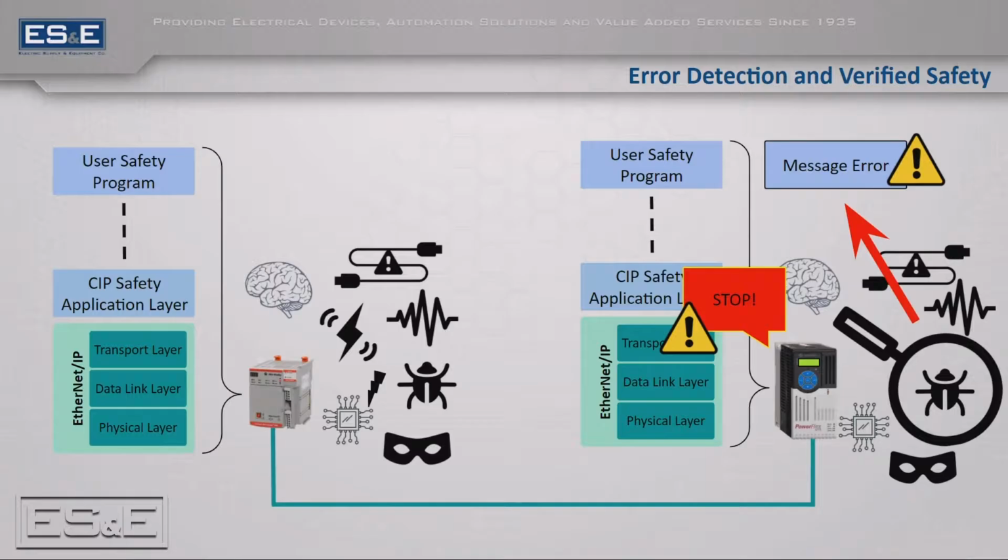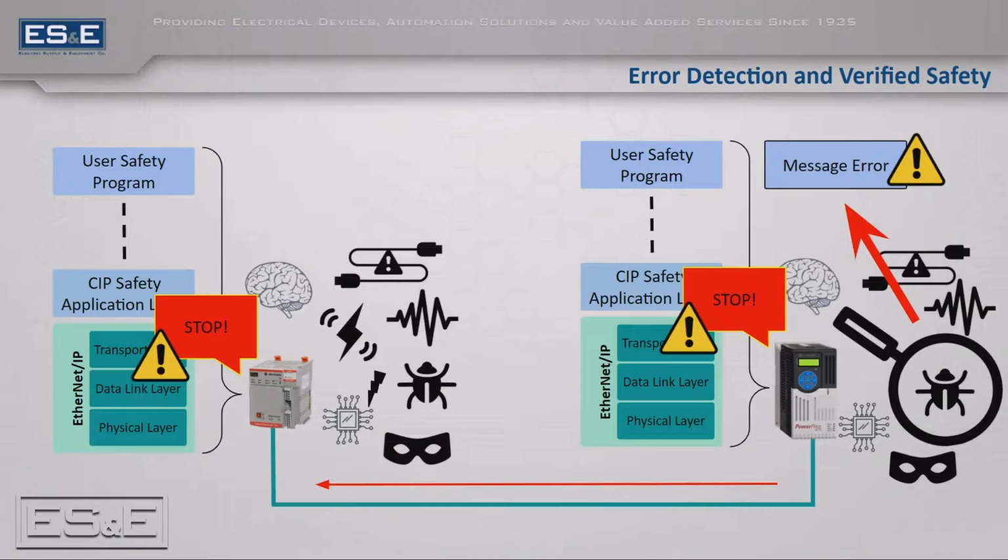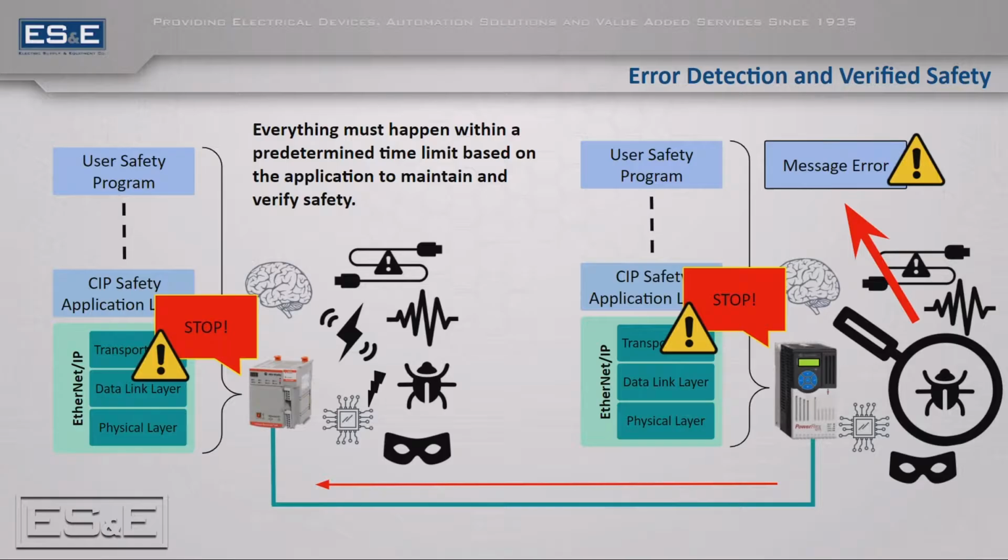And then all the other devices on the network are expecting information. If they don't receive information from other end devices in a timely manner, or if devices send back, hey, I'm in a safe state, then we transition everyone to a safe state. All of this has to happen within a predetermined time limit in order to maintain that safety integrity across the entire network.